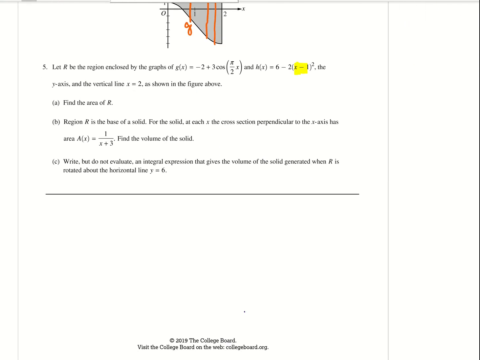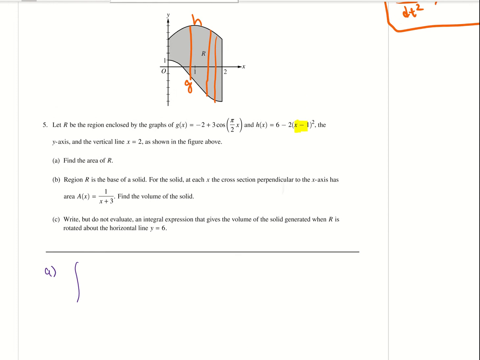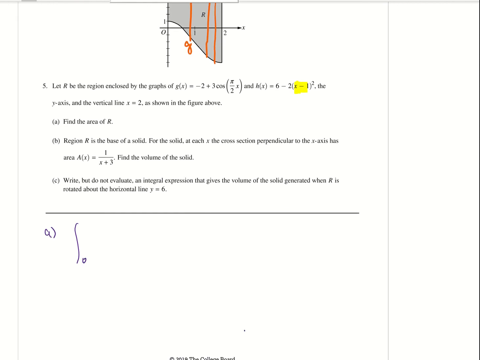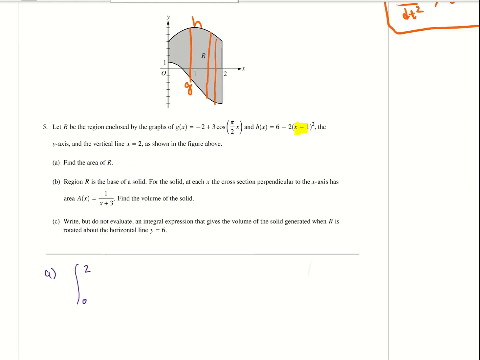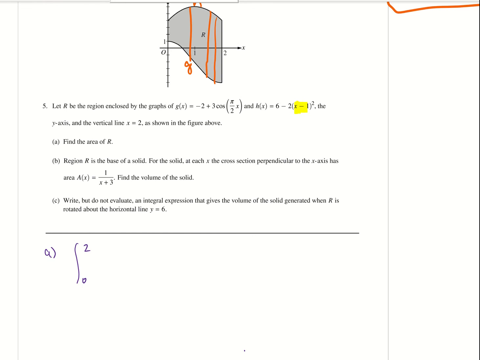As I write this for part A, I'm going to be doing the definite integral. My region goes from 0 to 2 along the x-axis, and I want to do top minus bottom. So I'm going to do h minus g, and then all of this is dx. All right, so that's my plan.